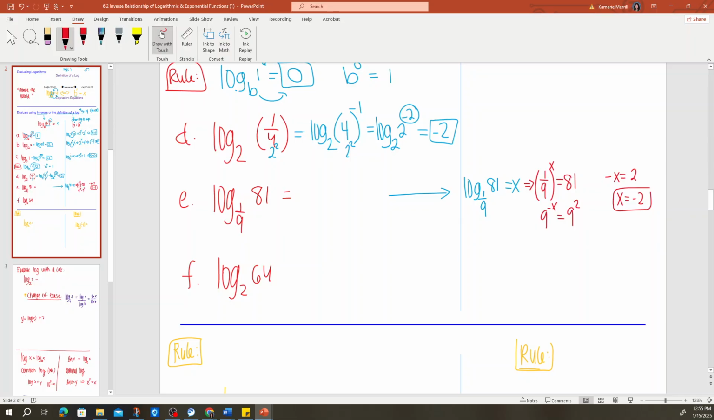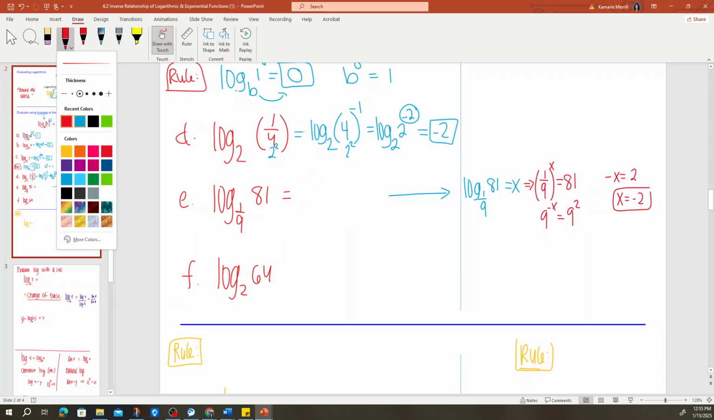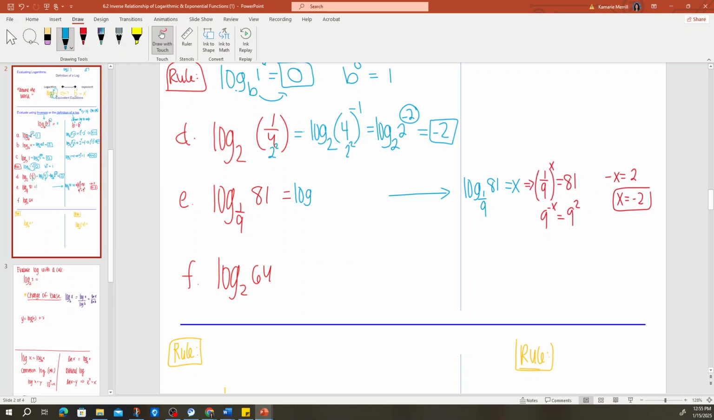So do you see the benefits to being able to do the converting way? Because it gets tricky to manipulate sometimes. But again, over here, I could have said, oops, let me change that color. Over here, I really could have made this 81 a 9 squared. Then I could have manipulated that and made it a 1/9 to the negative 2, and then it's solved. You know what I mean? So you can manipulate them the way you want.